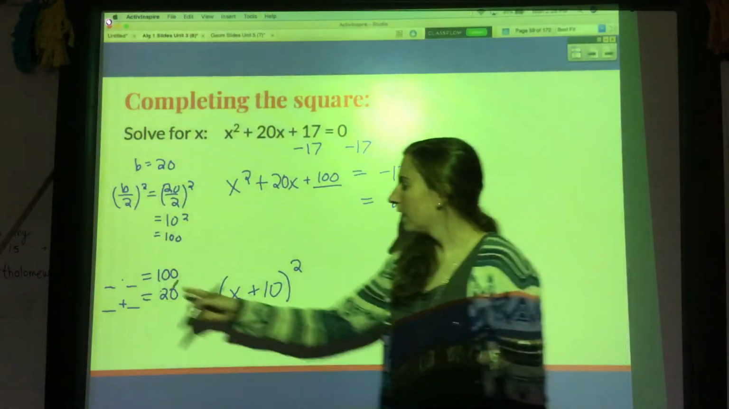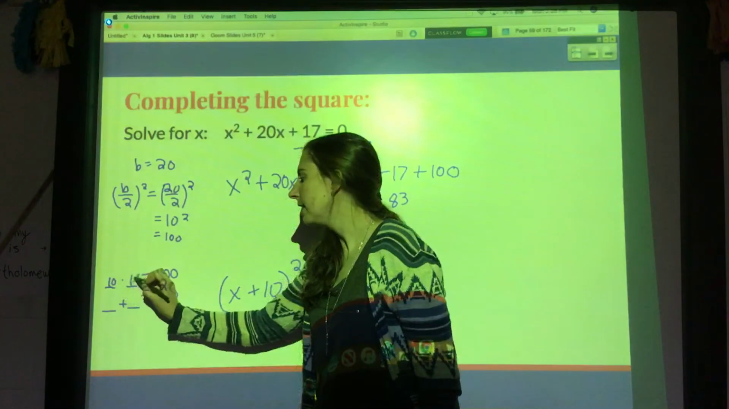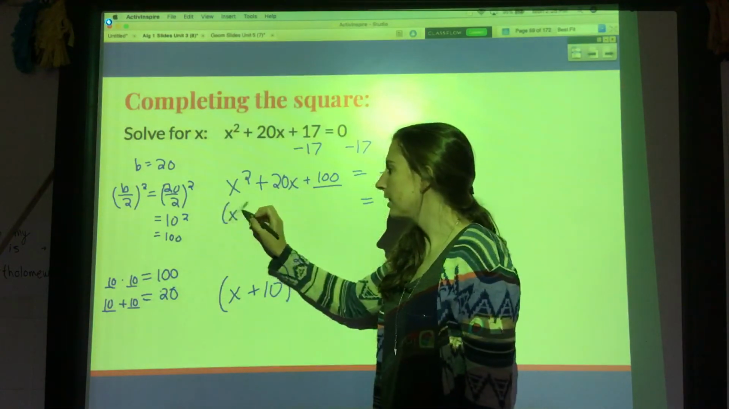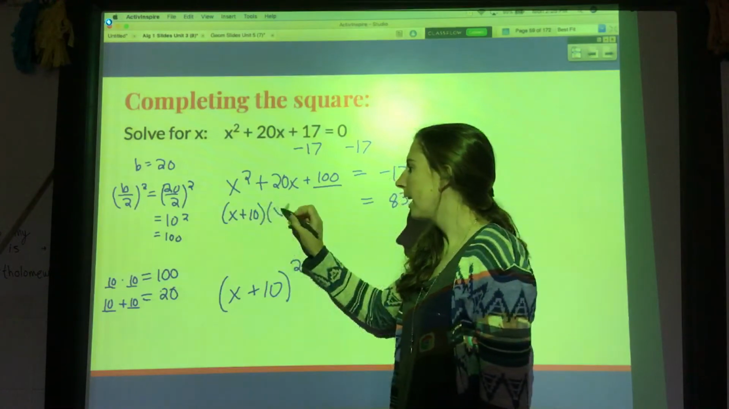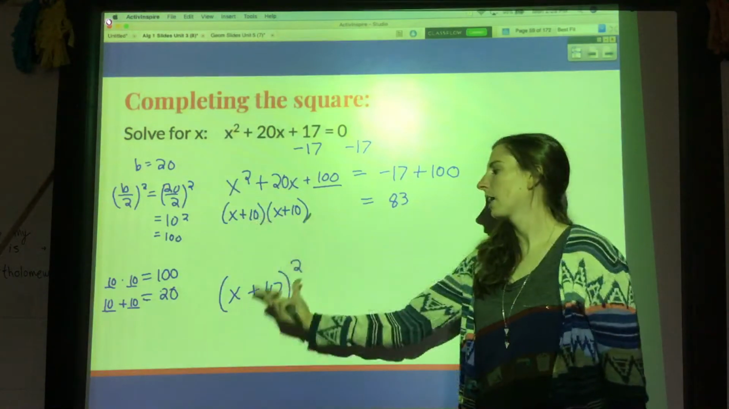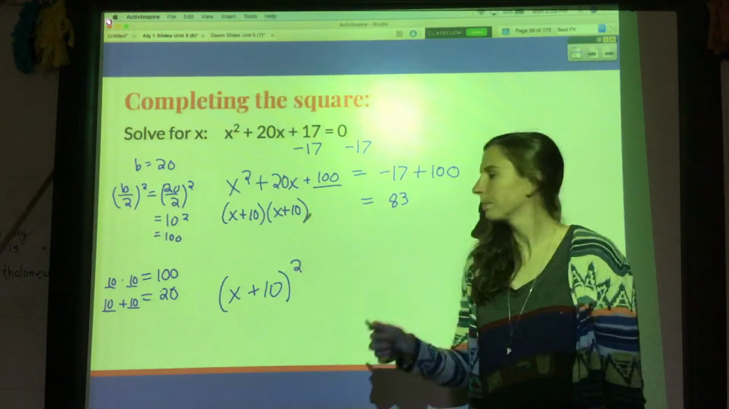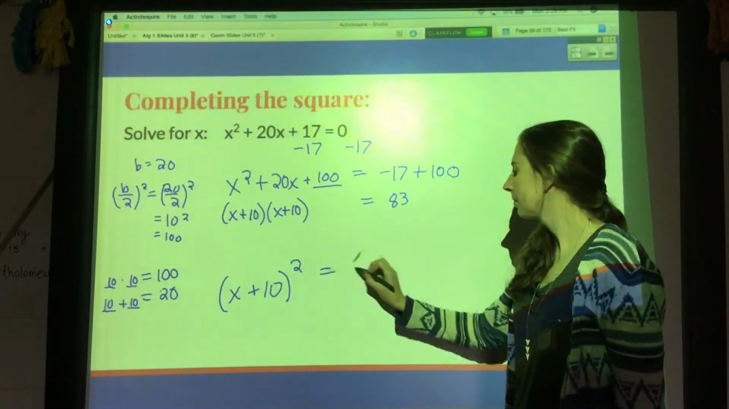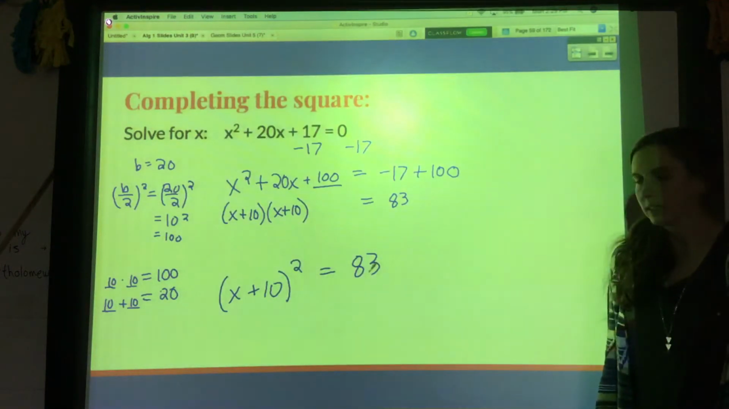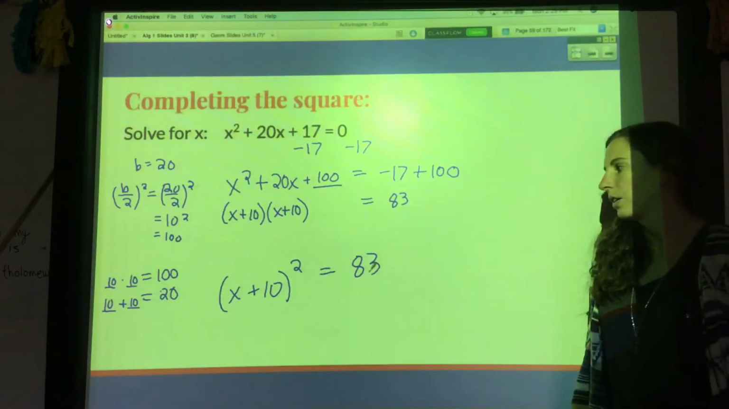So that would be 10 and 10. So this factors into x plus 10 and x plus 10, which is the same thing as x plus 10 squared. Still equals 83. And I am so close now.